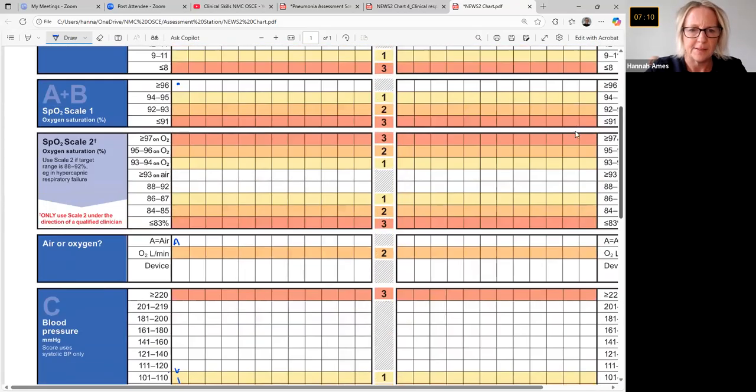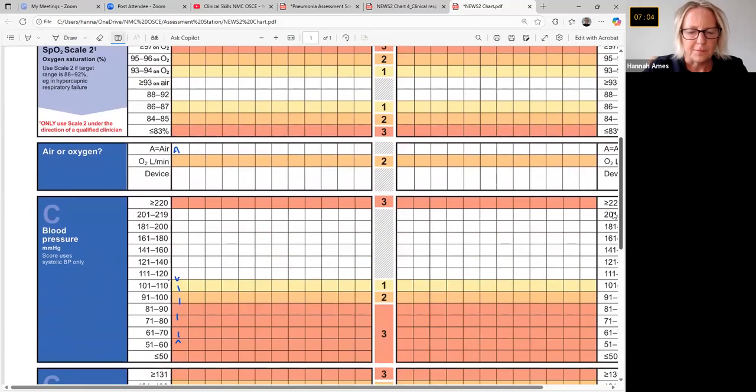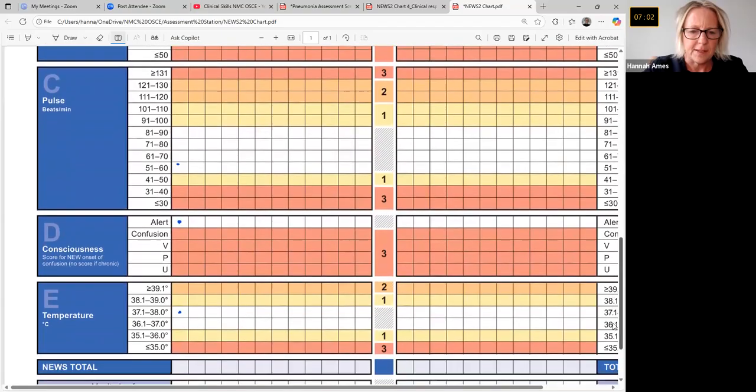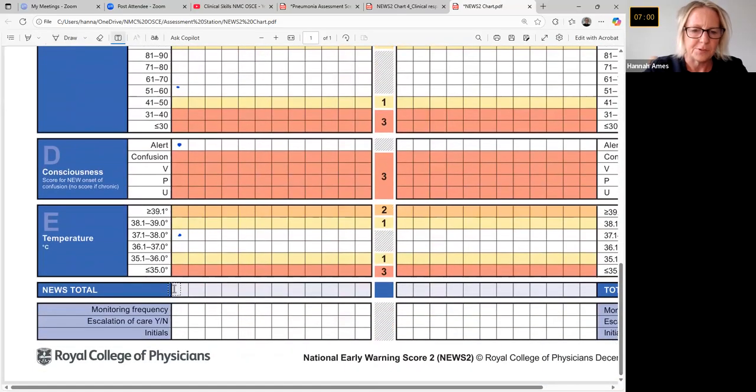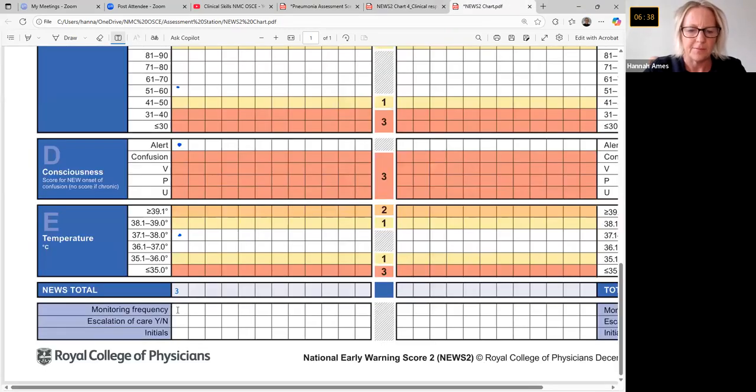So my total NEWS score is going to be 2 for my respiratory rate, and 1 for my blood pressure. So this is making a total NEWS score of 3. My monitoring frequency, so I've got 3, but it's made up of a 2 and a 1, so that's here. So my monitoring frequency is 4 to 6 hourly. So I'm going to put in 4 to 6 hourly.